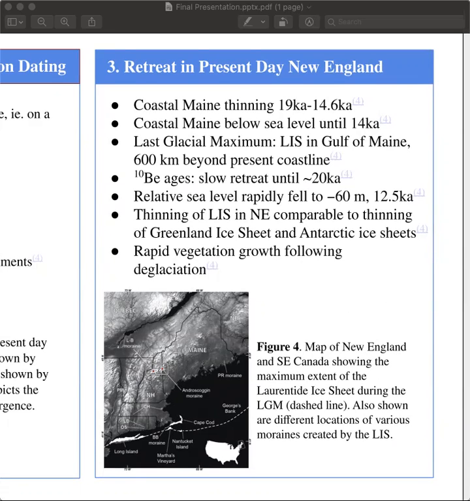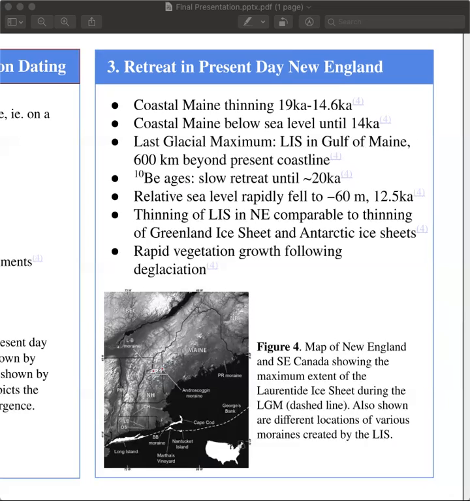Beryllium-10 ages indicate that retreat was slow until around 20,000 years ago, when Northern Hemisphere summer insolation increased. It took about 7,000 years for the ice margin to retreat to northern New England. Once the ice sheet retreated further inland, relative sea level rapidly fell due to glacial isostatic adjustment, reaching a relative sea level of negative 60 meters at 12,500 years ago.